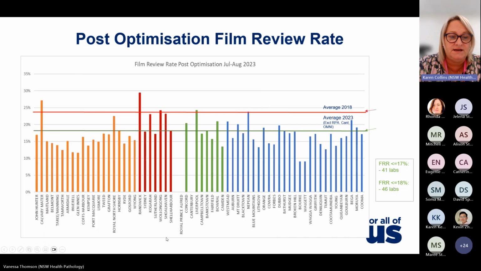And this is just another diagram. So you can see the red line was the average film review rate in 2018 of nearly 25%. And then the average down at 2023 at the end of the project, which is excluding RPA, Canterbury and Omni. 41 labs now have an average film review rate of less than or equal to 17%, and 46 labs are less than or equal to 18%.